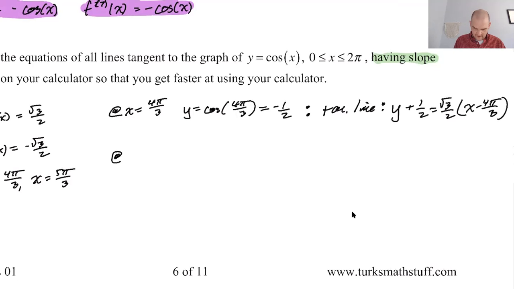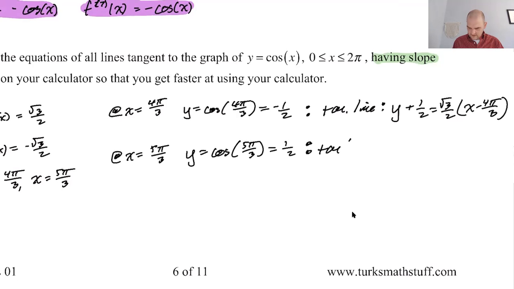And then at x equals 5 pi over 3, y is going to be the cosine of 5 pi over 3, which is going to be positive 1/2, because quadrant 4. So the tangent line is going to be y minus 1/2. Slope is still radical 3 over 2. That was actually given. Minus 5 pi over 3.